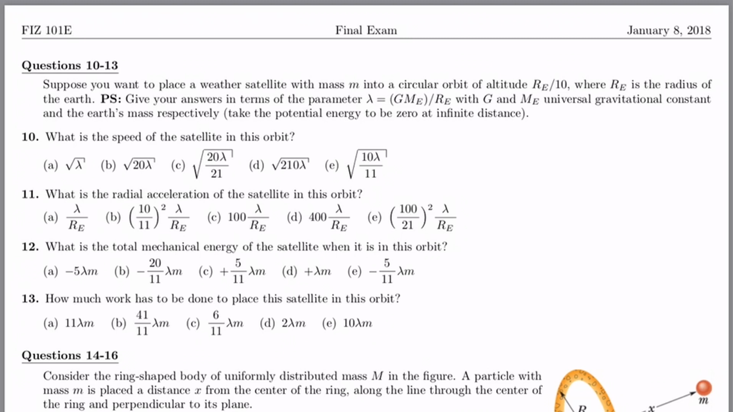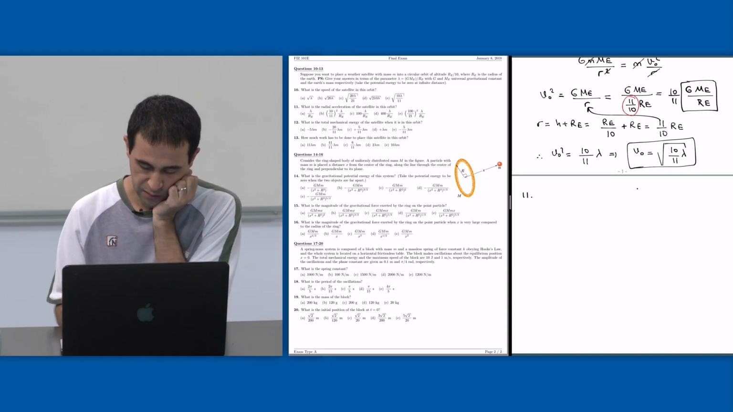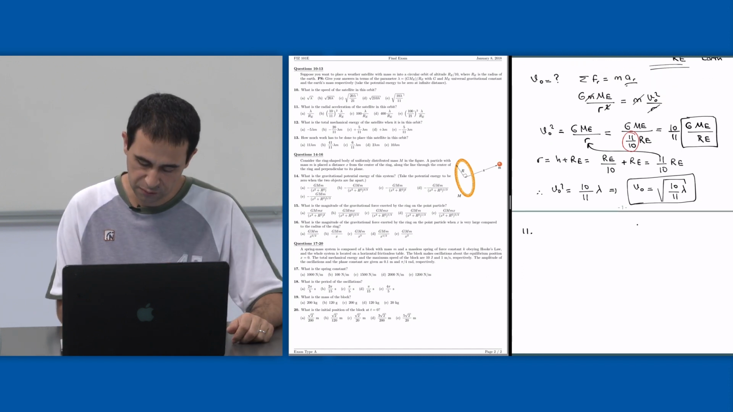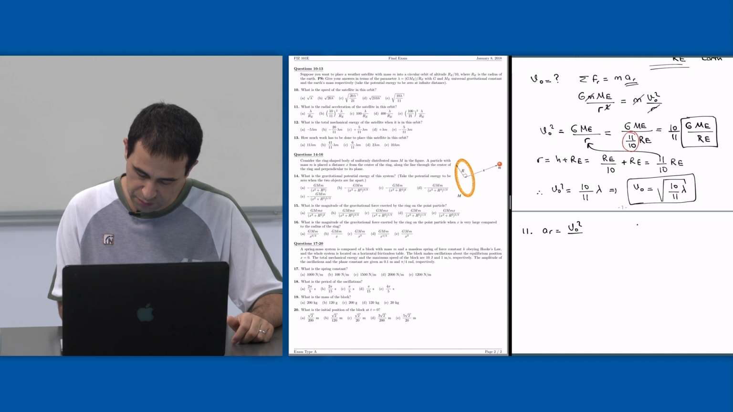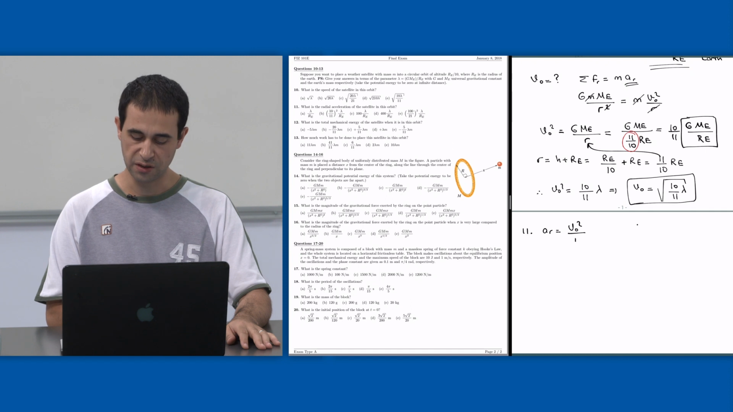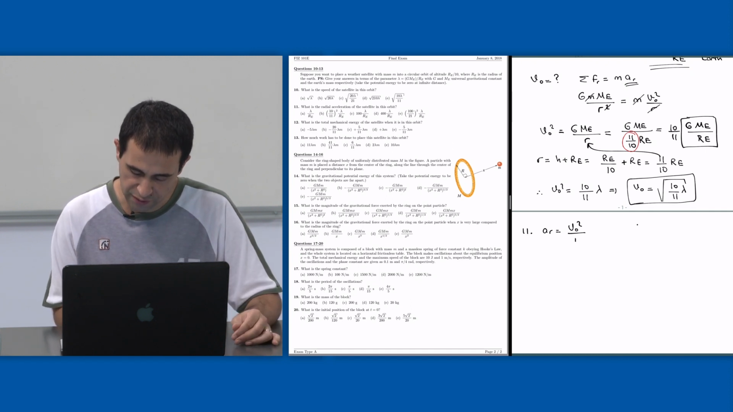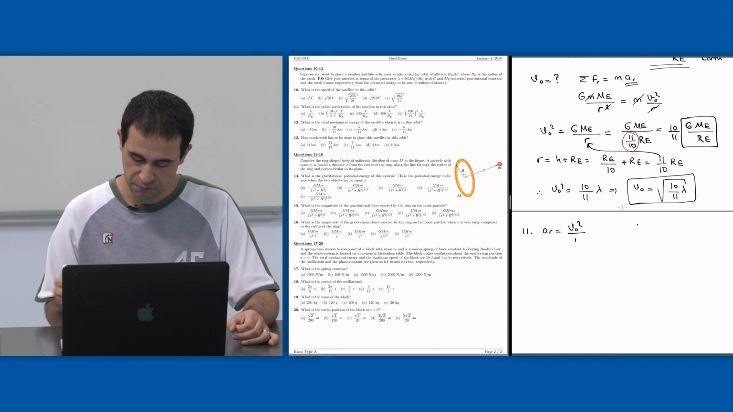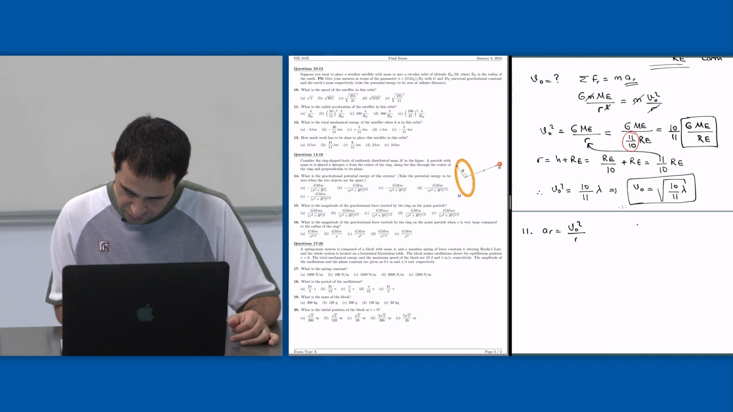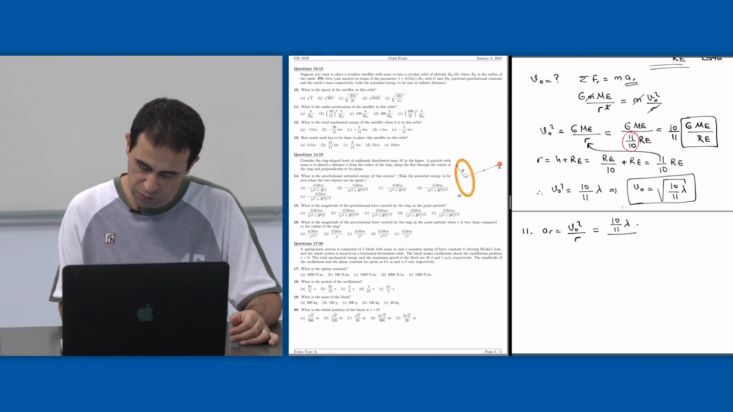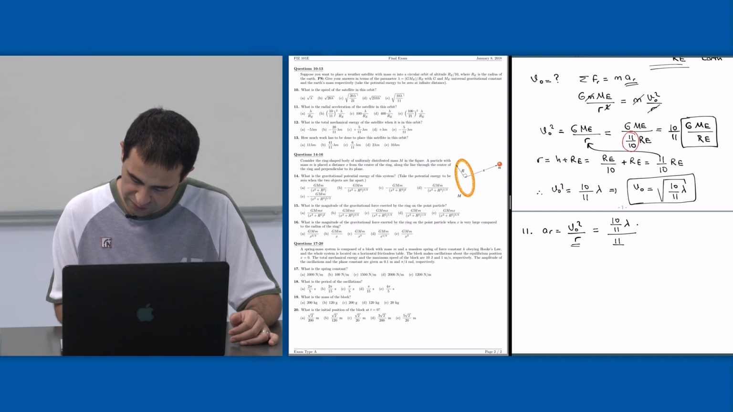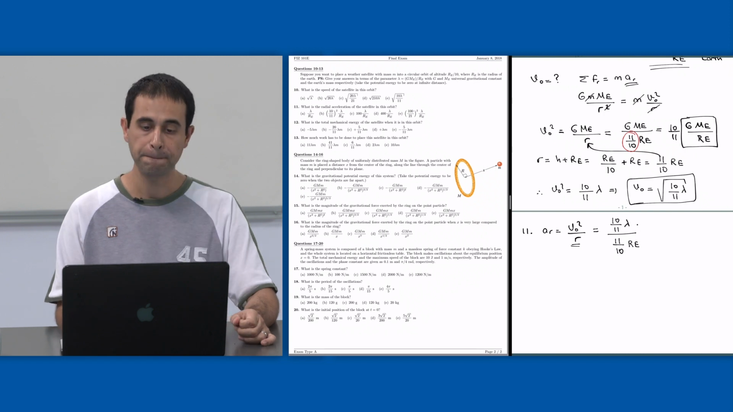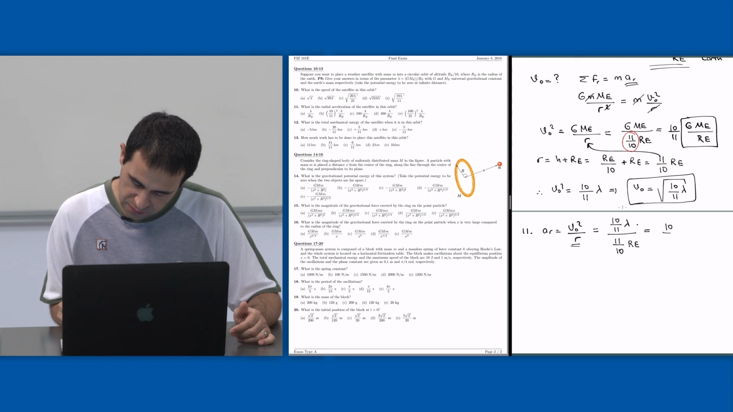11 says, what is the radial acceleration of the satellite in this orbit? That's very easy because we already have written what AR is. That's V of the orbit squared divided by the radial distance, small r. So we just take V0 squared and divide it by the radial distance. V0 squared is already known, 10 over 11 times lambda, and we divide that by r, where r is equal to 11 over 10 times RE. Therefore, that's 10 over 11 squared times lambda divided by RE.